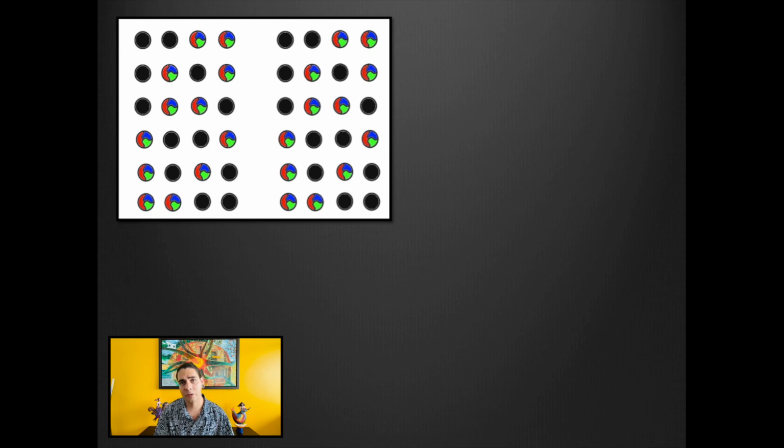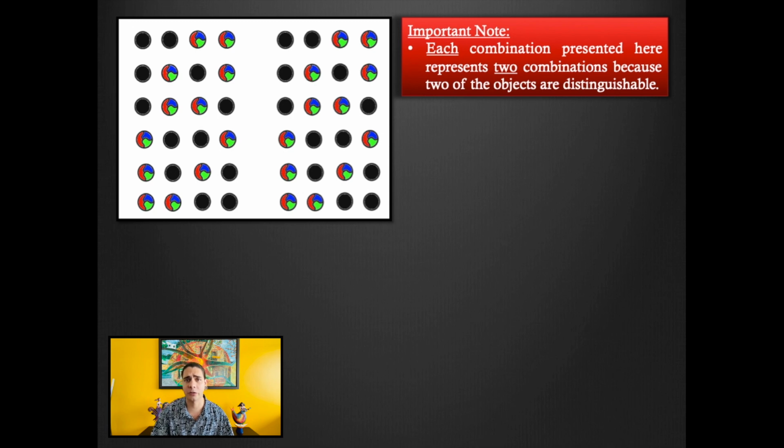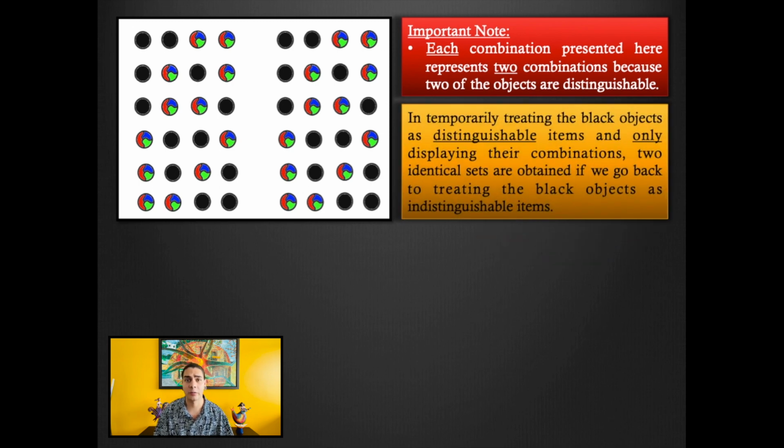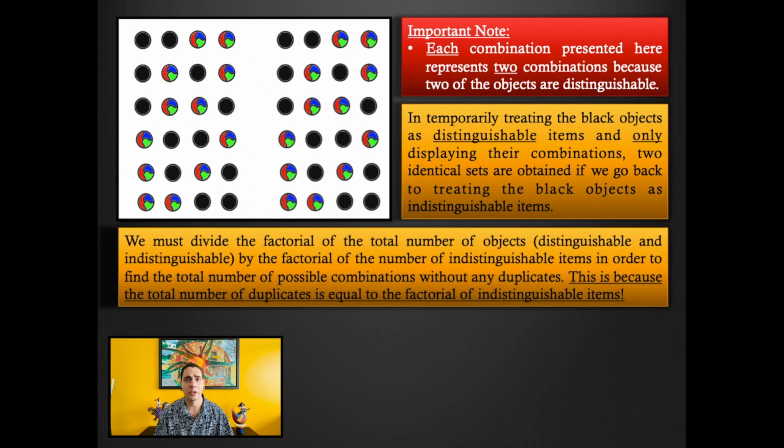Here I'm displaying combinations for 4 items. I want you guys to know that each one of the combinations that I'm presenting here actually represents 2 combinations, because 2 of the items are distinguishable. All we do is switch those items and we're left with our other combination. What I wanted to show here is what happens if we temporarily treat our indistinguishable items as being distinguishable, and that's what's presented here, all of their combinations. Notice that if we go back to treating them as indistinguishable, these are 2 identical copies. So we have to divide the factorial of the total number of items by the factorial of the number of indistinguishable items. This gets rid of all of our duplicates.